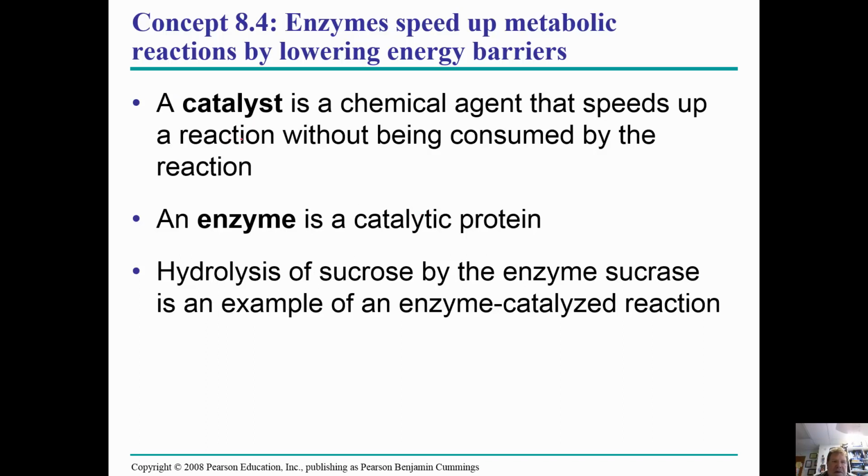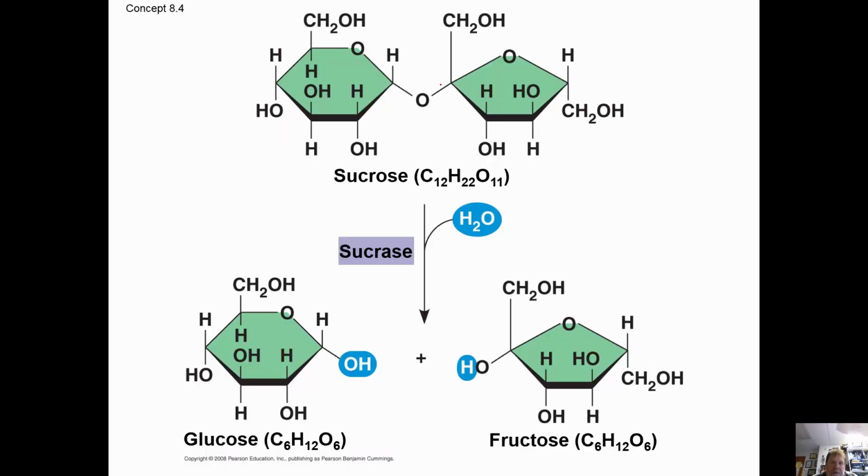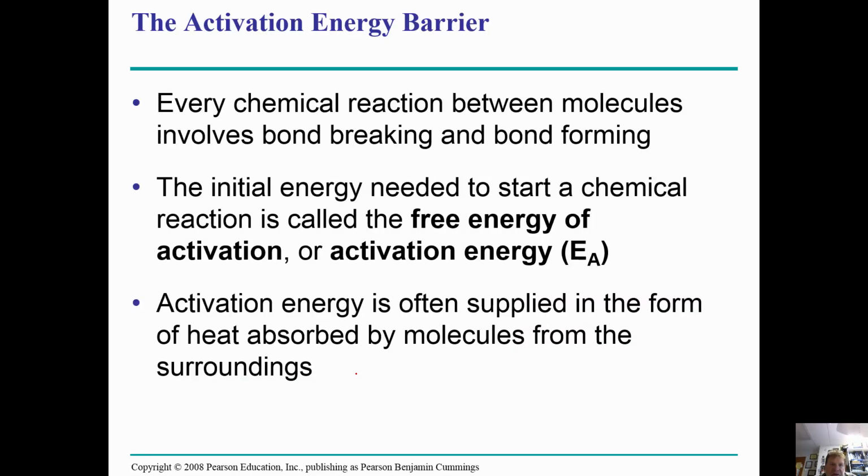So to talk about a little bit more, a catalyst is a chemical agent that speeds up a reaction without being consumed by the reaction. An enzyme is a catalytic protein. So not all proteins are enzymes. Here we see a hydrolytic reaction where we have sucrose in the presence of the enzyme sucrase. ASE means that it's an enzyme. We will get back glucose and fructose, and we split the water. This hydrogen goes over here. This hydroxyl group goes over here.